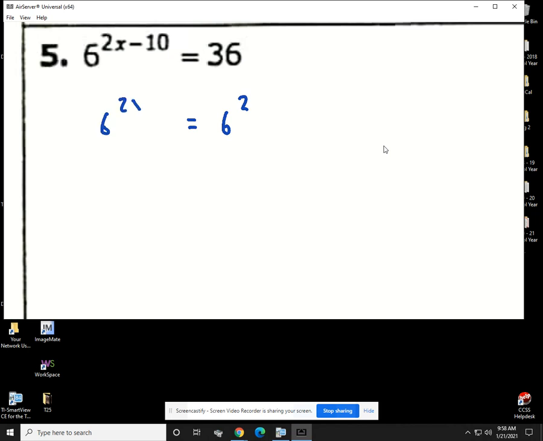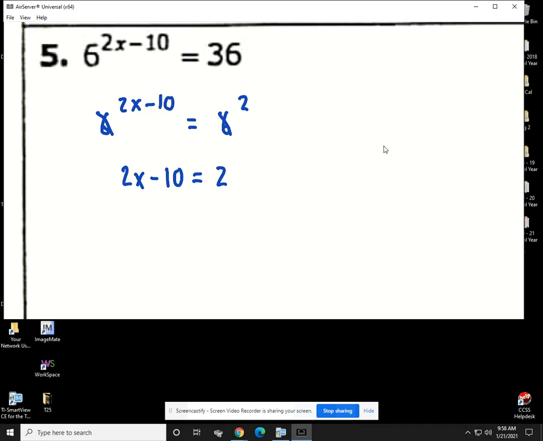Now, do they have the same bases? We created the bases to be the same. Now, what can we do? We can drop off the bases and set 2x minus 10 equal to 2. Y'all see that? So we're creating the bases to be the same. That way, we can drop those bases off and solve.